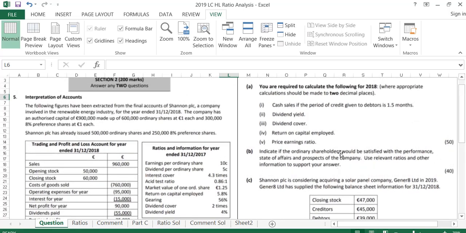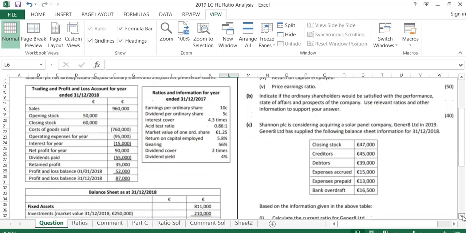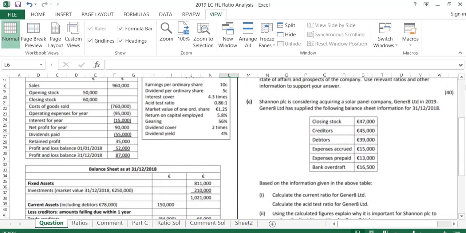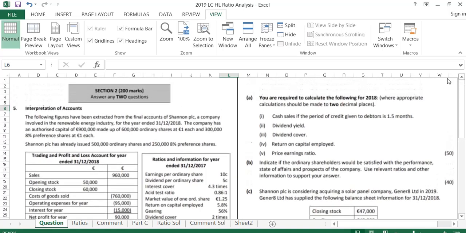In part B we are asked to look at the performance of the company in this year from the point of view of shareholders. And in part C, we have to do a small bit of working on the acid test ratio and the current ratio. So to start the question, first of all, we're going to have a look at part A, the ratios.